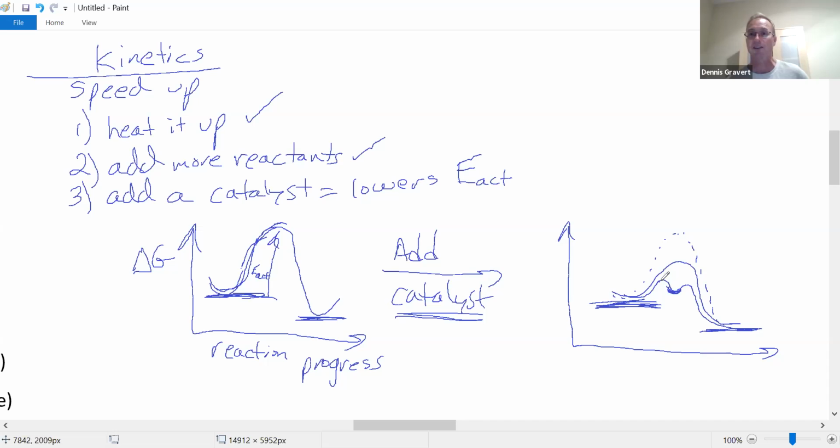Now there's two little hills. They're both a lot smaller than the original one. So it's easier for molecules to collide to get over these little hills. And they do it more often and the reaction goes faster.